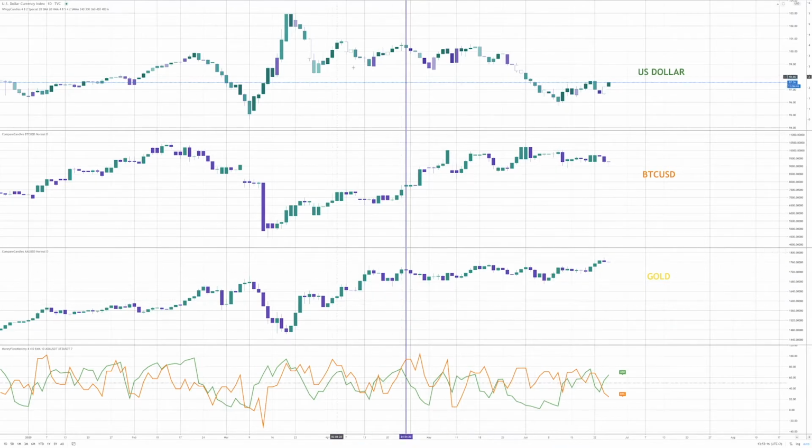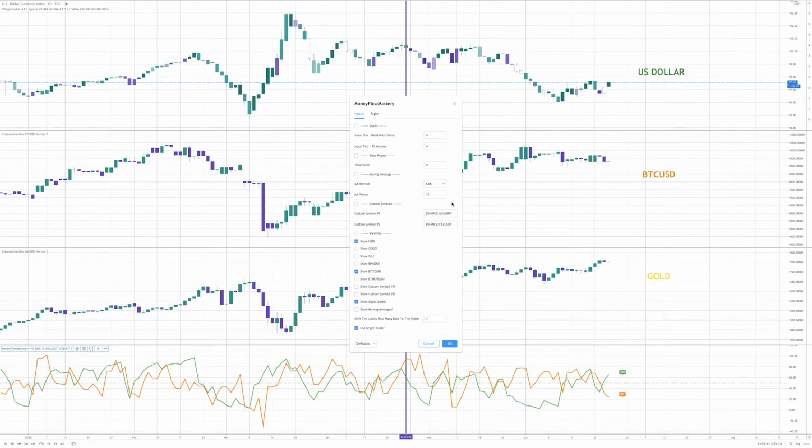Now we've decided where money is flowing between US dollar, Bitcoin and gold. We can see here that money's leaving US dollar and going into crypto. This is what we need to be in. We can then refine and hone in on the altcoins. We don't just want to make Bitcoin, we want to make multiples of Bitcoin.